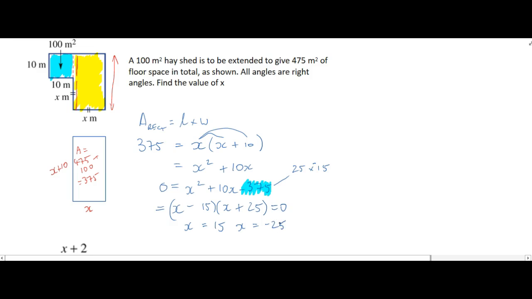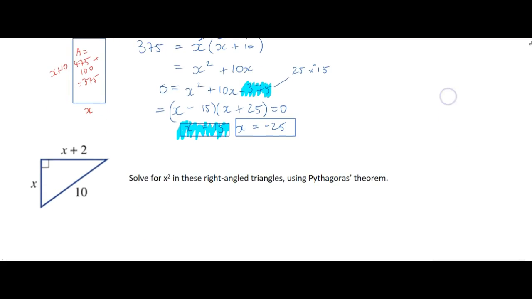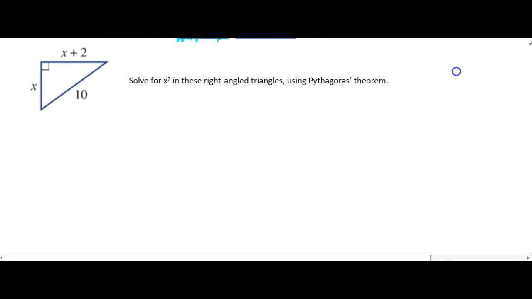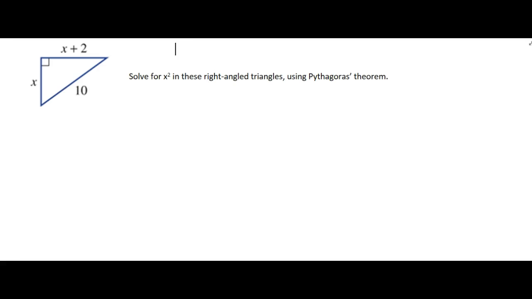Now again, we're dealing with a real life situation, so only the positive answer makes any sense. So we've got x equals 15 as our width there. Okay, so that's the second one. Now the last one I'm going to do is a little bit trickier, hopefully. This is a right angle triangle question, so we're going to use Pythagoras' theorem to solve this triangle.